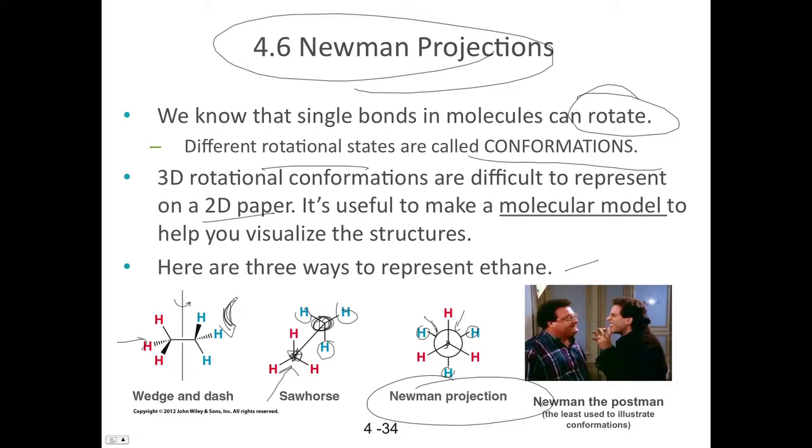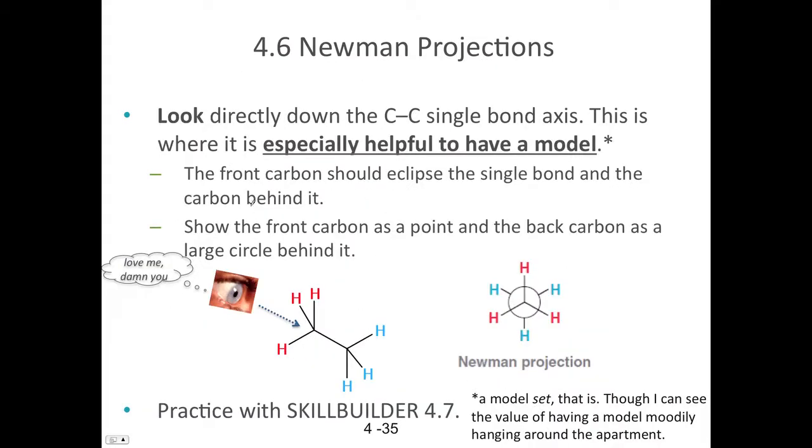All right, so Newman. Look directly. So how do you draw a Newman? Look directly down the carbon-carbon single bond axis. This is where it especially is helpful to have a model set, that is.